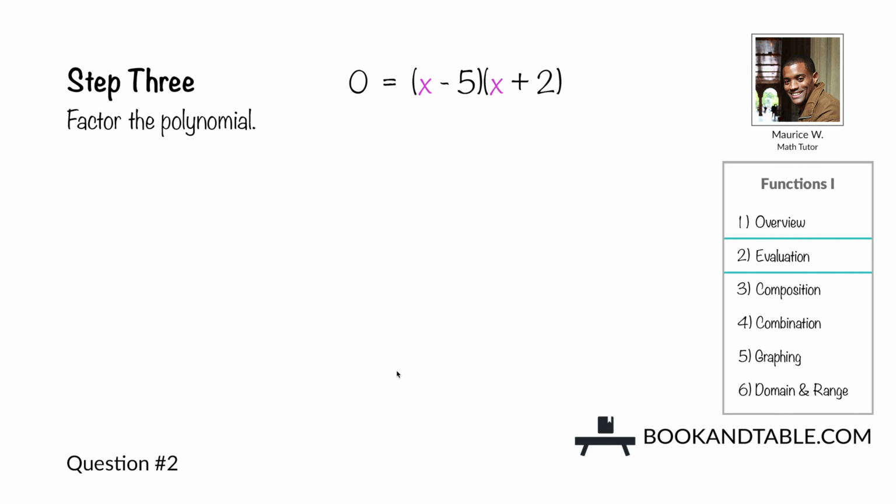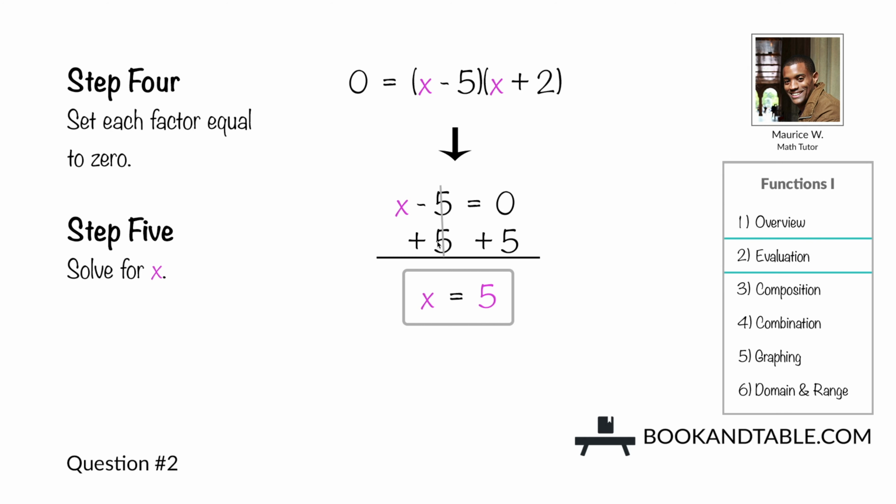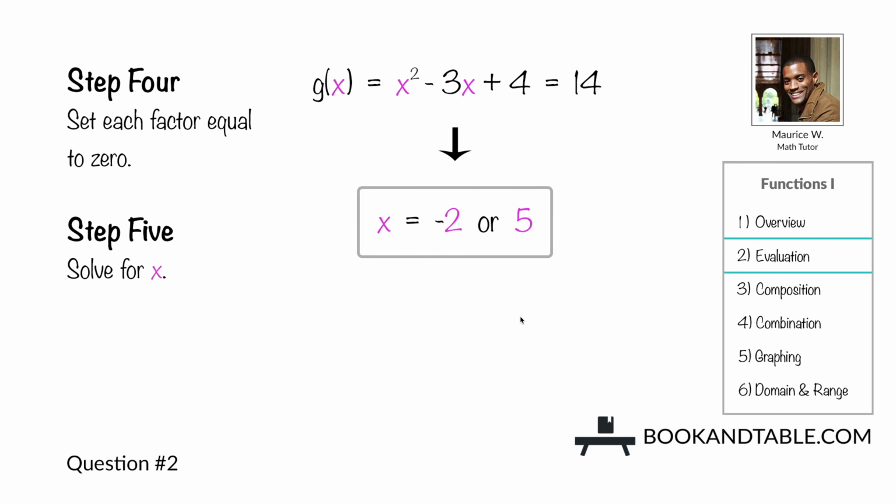And now step 4, we want to set each factor equal to 0 and solve for x. So we'll start with x minus 5, and we'll add 5 to both sides, showing us x is equal to 5. And now for the second factor, x plus 2, we set that equal to 0. And now we want to subtract 2 from both sides, showing us x is equal to negative 2. So the function has a value of 14 when x is equal to negative 2 or positive 5.